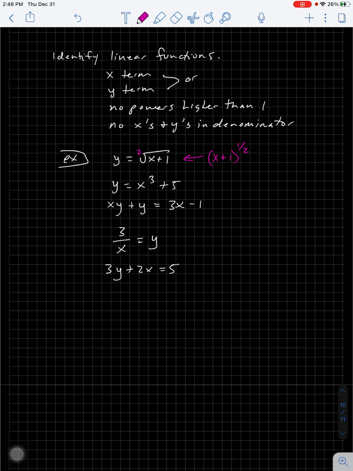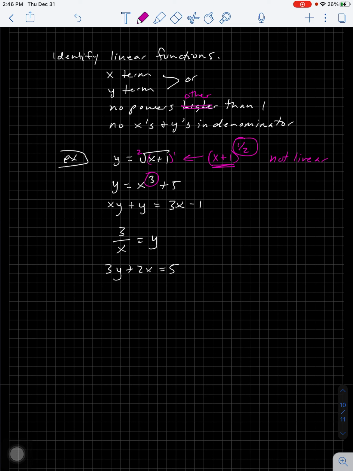The power right here goes on the bottom of the fraction, and the power inside here goes on the top of the fraction. So what you have here is an x term being raised to a power other than 1. I'm going to change this to say not "higher than," but "no powers other than 1." So it doesn't matter if it's lower, if it's anything except 1, then you've got a problem. So that 1/2 is what makes this not linear.